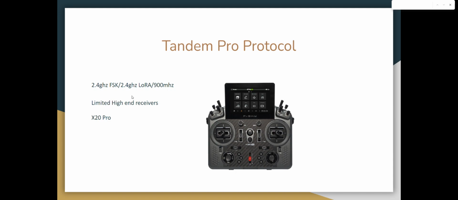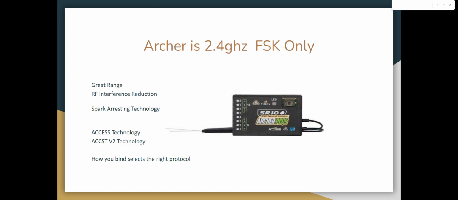We're only going to make it for a couple very high-end receivers, and so far the only transmitter that transmits on this is the X20 Pro. The X20 Pro will broadcast to every receiver we sell right now. So it'll work with Tandem, it'll work with Twin, it'll work with Archer. Speaking of Archer, this is our oldie but goodie.